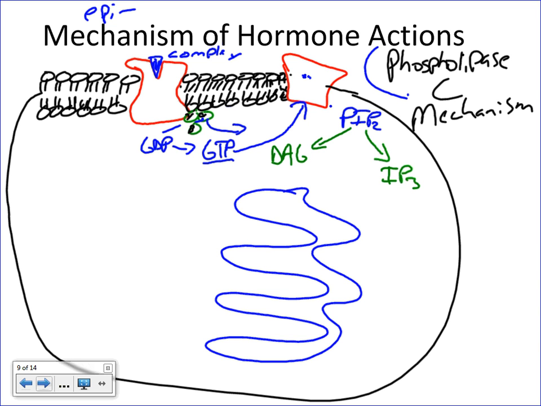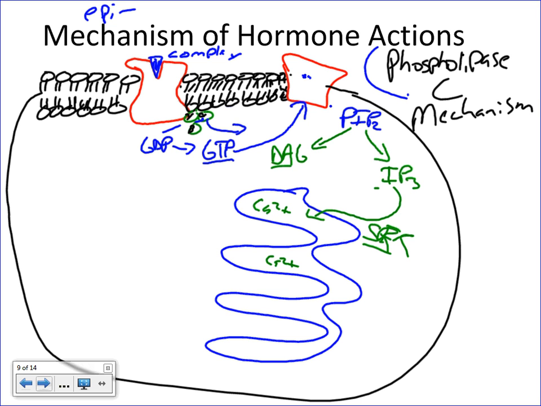Okay, and basically here, this is where the differences come in. One, we're obviously talking about different molecules, but what IP3 is going to do is work its way down to the SR, the smooth ER, the sarcoplasmic reticulum, or smooth endoplasmic reticulum, where a lot of cells store calcium.